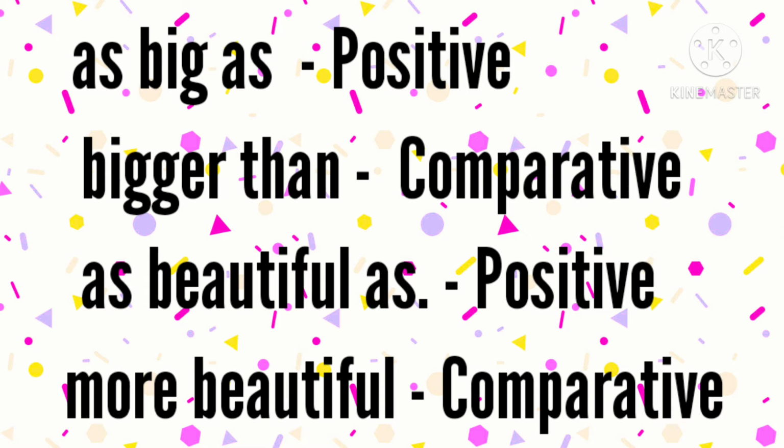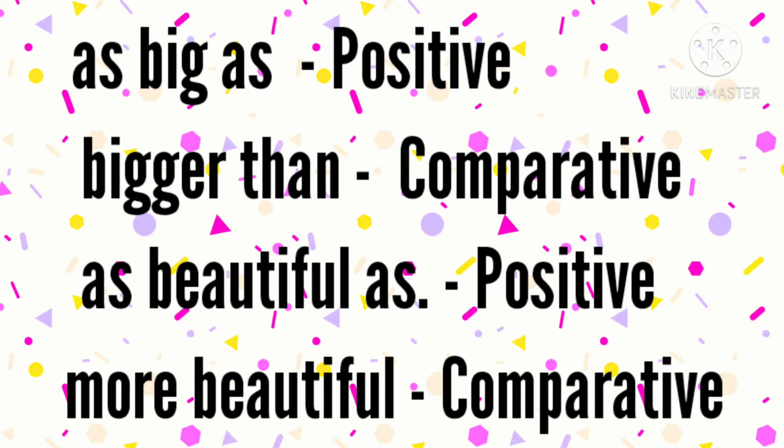Hope you are understanding. Once again I repeat the example. This house is bigger than that one. That is comparative, this house and that one. And with a slight modification, this house is not as big as that one. As big as, positive degree. Or, this house is big. It is also positive degree. Here, bigger is the comparative version of big. Both these sentences convey the same meaning. Okay.